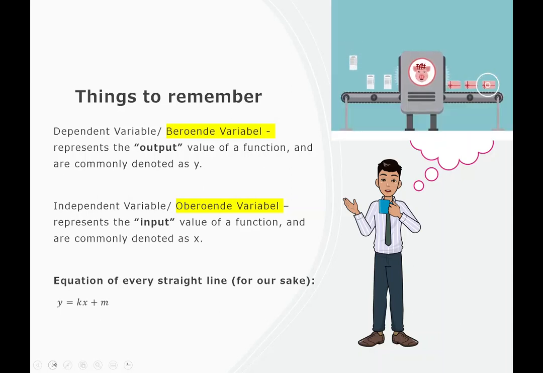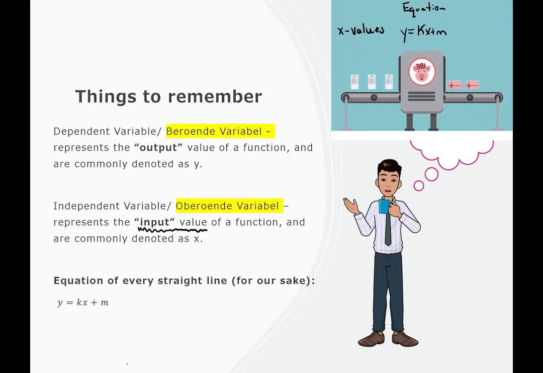Let's look to the top right. On the left, we have items going into a machine, and on the right, they come out. I like to think of them as our x values on the left. Recall these are the input value of our function. This is what we're putting into the machine. And in this case, our machine is going to be called our equation. Y equals kx plus m.